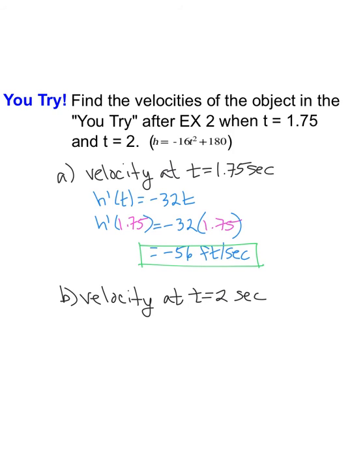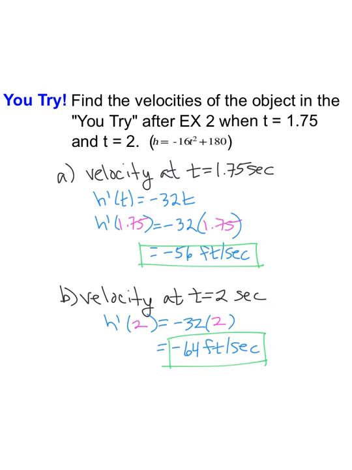at t equals 2 seconds. Now this time we don't have to find the derivative because we found it. So h prime of 2 is equal to negative 32 times 2. So that is equal to negative 64 feet per second at exactly 2 seconds.